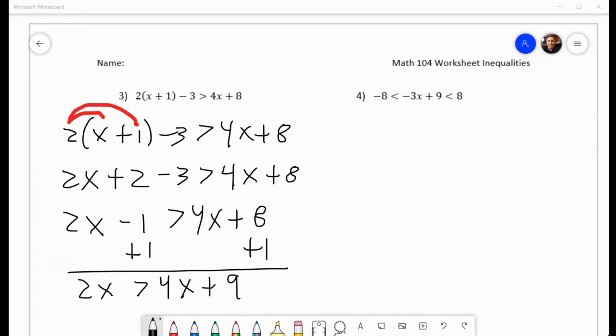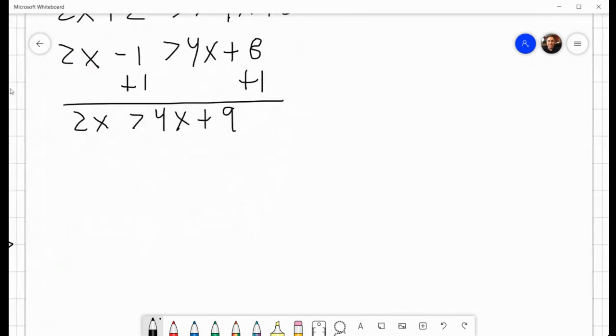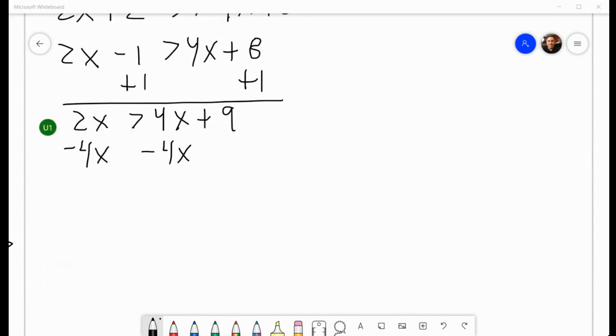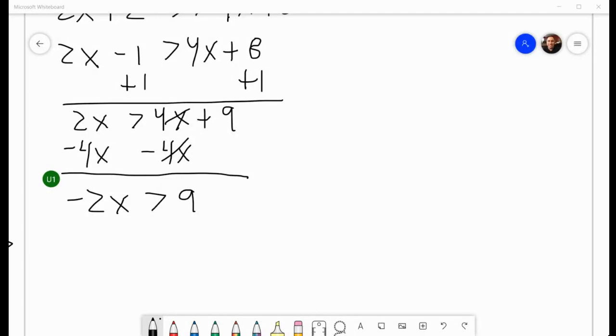Like so. Okay, let me just move this down so everyone can see me. So what do we do next? Well, we subtract 4 times x, because again, we want to get x all alone on one side. So by subtracting, we have negative 2 times x greater than 9.